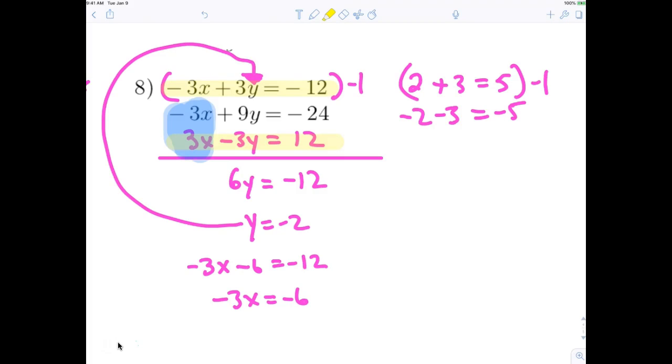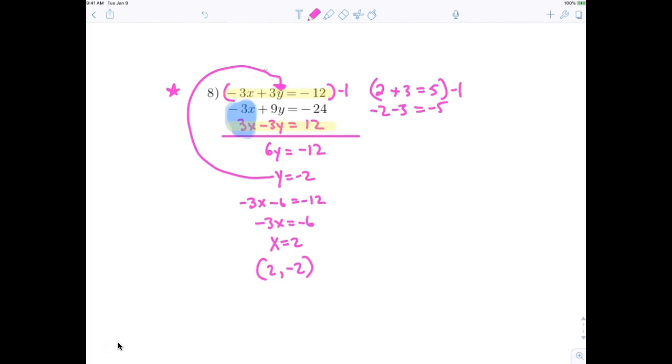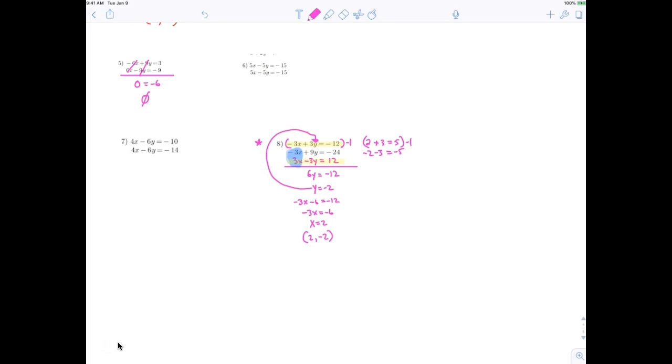All right? So now, if I continue, Colin, are you with me now? Yes. X equals 2. So my solution is what? 2 comma negative 2. 2 comma negative 2, right? I don't think it's that hard. All right? Any questions? Nobody?